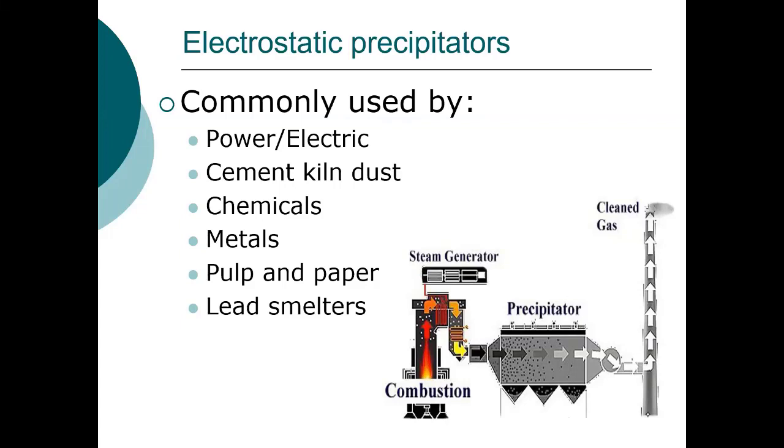These are used in the power electric production industry for removing fly ash. They're used in the cement industry to remove kiln dust. They're used in a number of chemical processing facilities, for instance, to remove tar, in metal processing, in lead smelters, and in paper and pulp to remove alkali salt. So a significant number of processes are using these electrostatic precipitators.